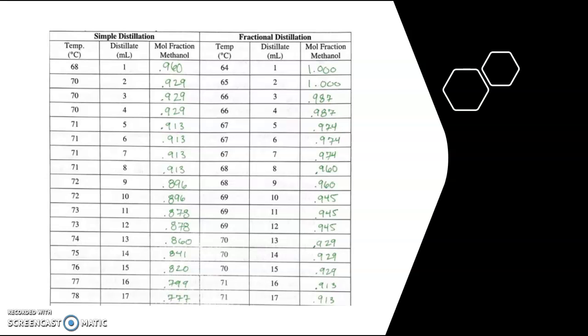In the table containing a side-by-side comparison of the simple and fractional distillation data, it is clear how large the difference is between the two. When looking at the over 90%, aka over 0.9 mole fraction, the simple distillation column has only 8 milliliters of distillate, while fractional has 17 milliliters. That is a 112% increase in pure sellable product.